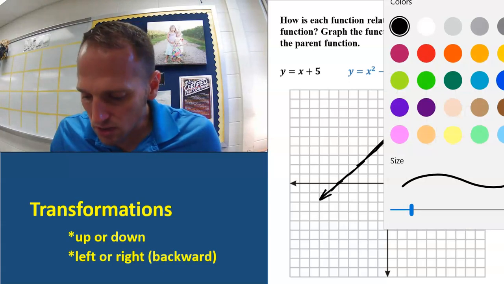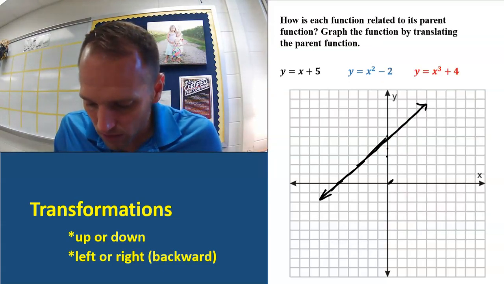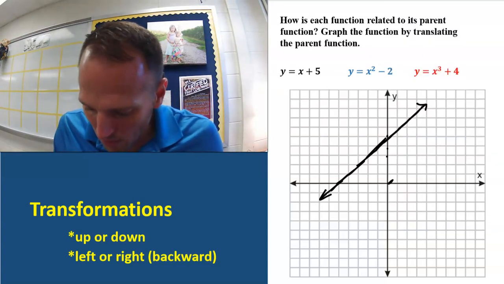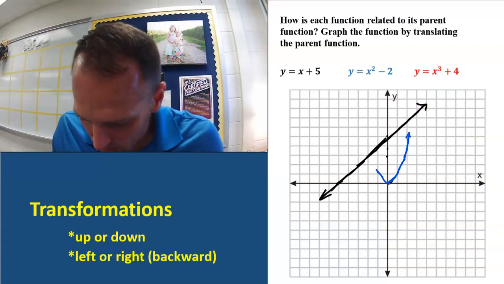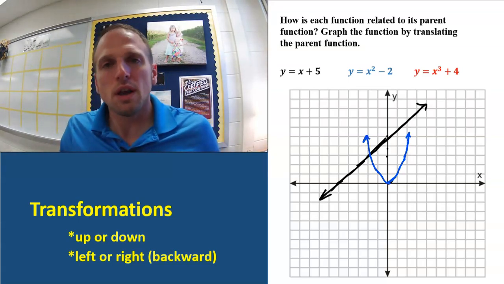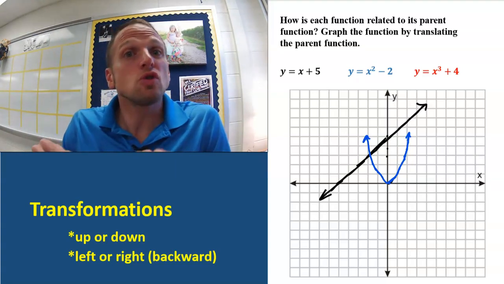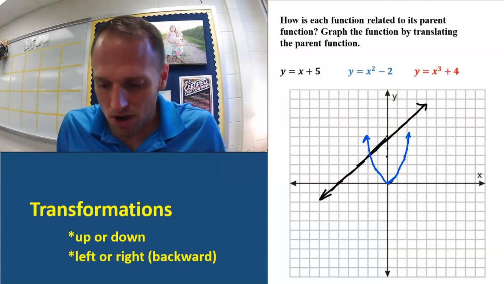y equals x squared minus 2. Well, if you remember what the x squared function looked like, it kind of looks like this. That's y equals x squared. But now we've got a number at the end by itself. That's going to change the y. So minus 2, is that going up, or you got it? It's going to go down, right? It's going to go down too.